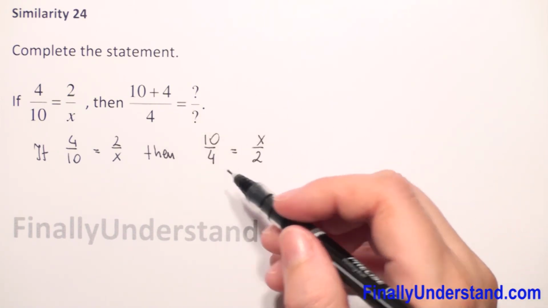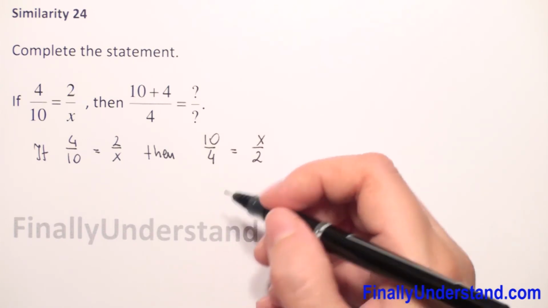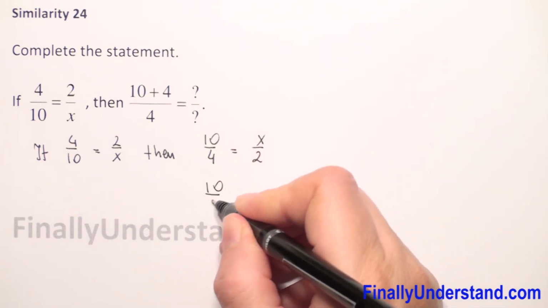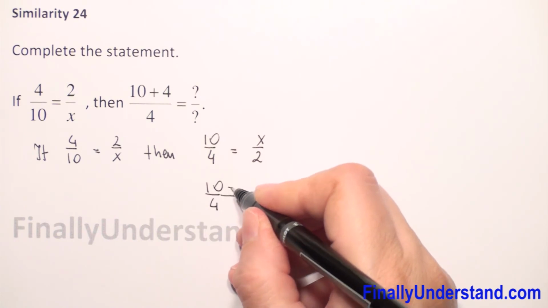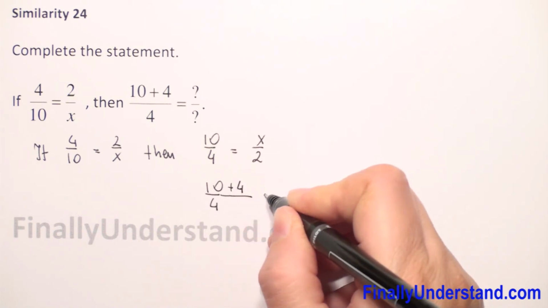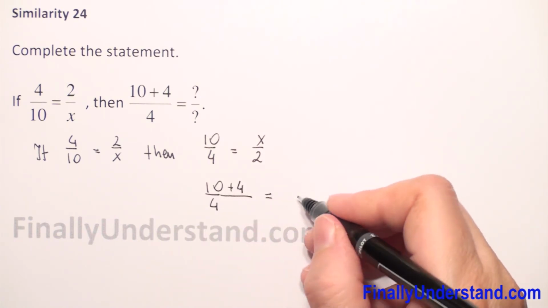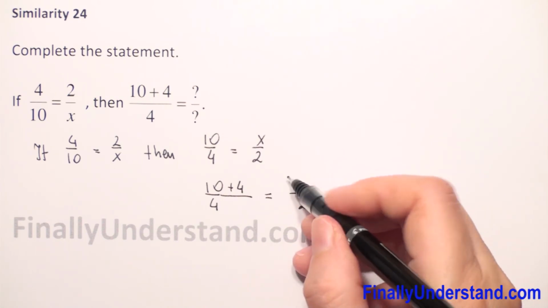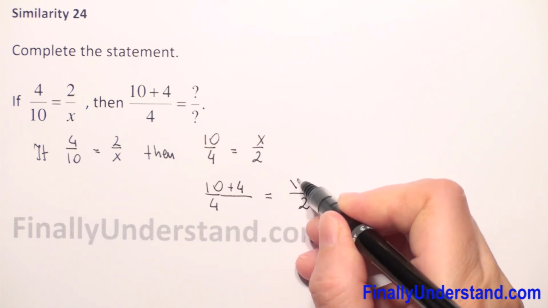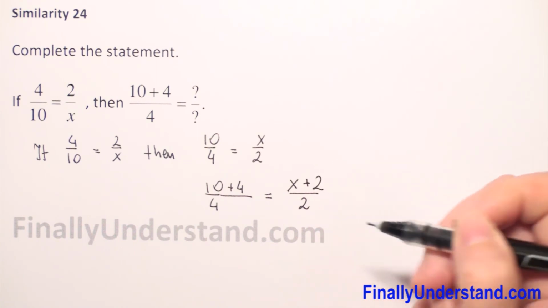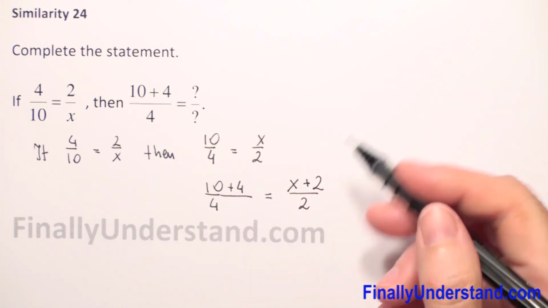So what do I have to do? To 10 over 4, we add the denominator, so the same I have to do on the right side. The denominator we copy, and in the numerator we have x add 2. This is also a true proportion.